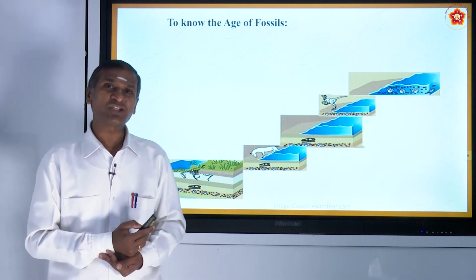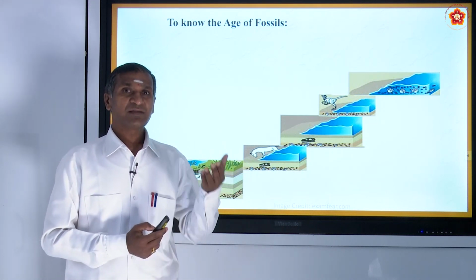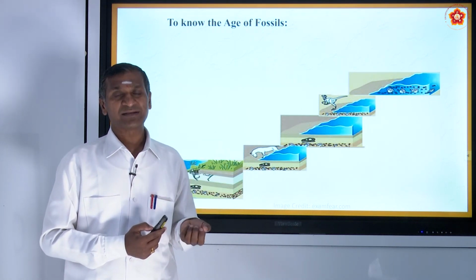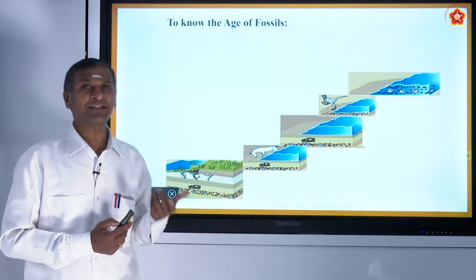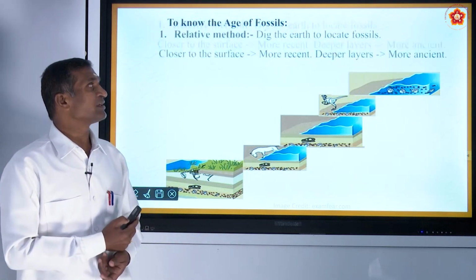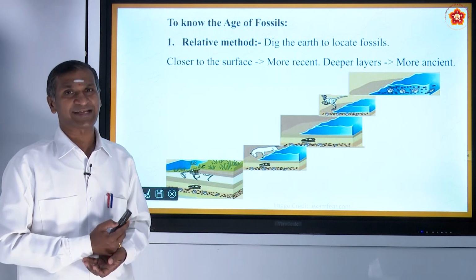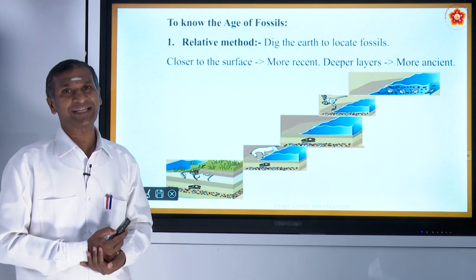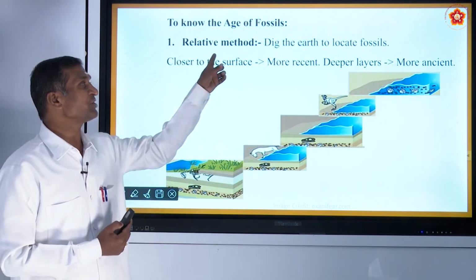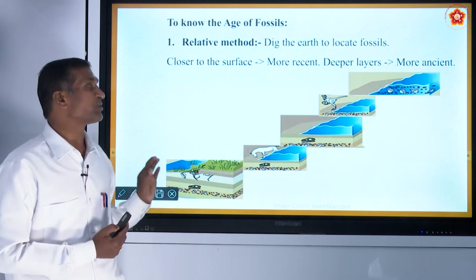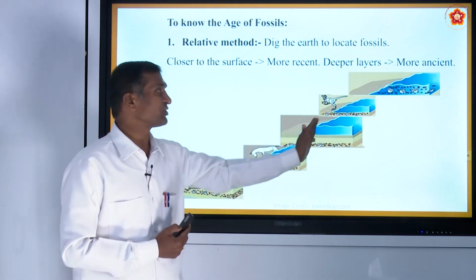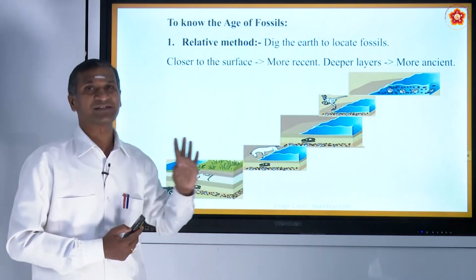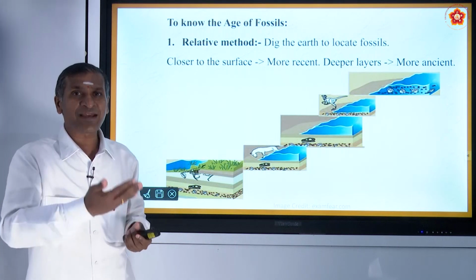To know the age of fossils: the exact age of fossils is determined mainly in two ways, to the 10th level of understanding. The first one is the relative method of knowing the age of fossils. What is this relative method? It is a very simple process if you observe the picture here. Dig the earth to locate fossils, digging the earth layer by layer.